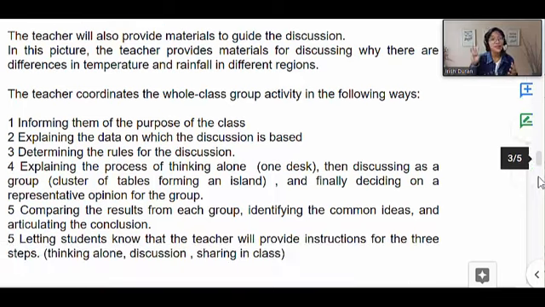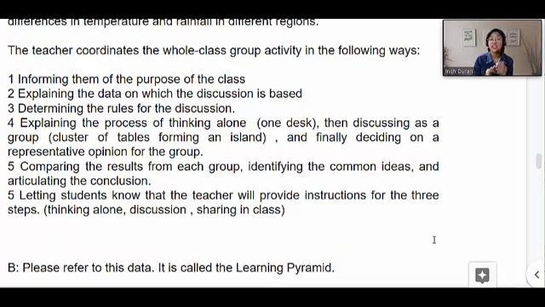Fourth, explaining the process of thinking alone at one desk, and then discussing as a group, in a cluster of tables forming an island, and finally, deciding on a representative opinion for the group. Fifth, comparing the results from each group, identifying the common ideas, and articulating the conclusion. Sixth, letting students know that the teacher will provide instructions for the 3 steps: thinking alone, discussion, and then sharing in class.